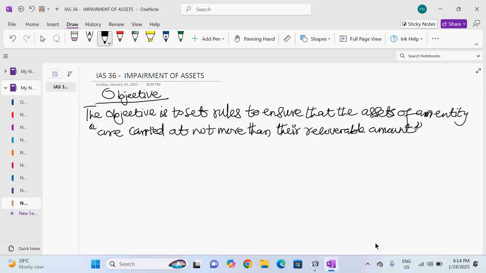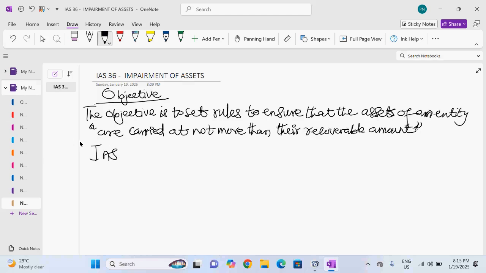The key objective of IAS 36 impairment is to set rules to ensure that the assets of an entity are carried at not more than their recoverable amount. So it's basically saying that assets should not be carried in the books more than they can offer. They should be carried below, or exactly at what they are able to offer. So that is impairment.